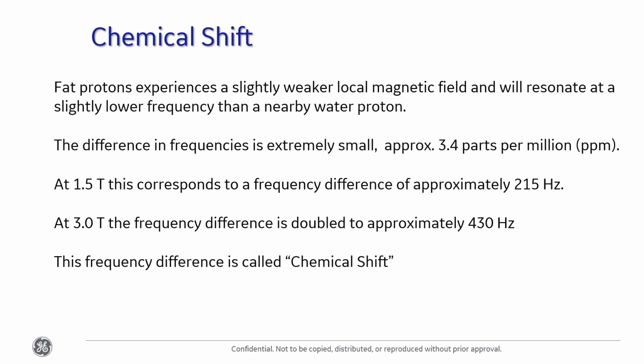So we need to remember that fat molecules experience a slightly weaker local magnetic field and will resonate at a slightly lower frequency than a nearby water molecule. And in most anatomical regions, we have fat and water in close proximity. Now, the difference in frequencies is extremely small. It's only about 3.4 parts per million. At 1.5 Tesla, this corresponds to a frequency difference of about 215 Hertz. At 3T, the frequency difference is doubled to about 430 Hertz. And this difference in frequency is called chemical shift.